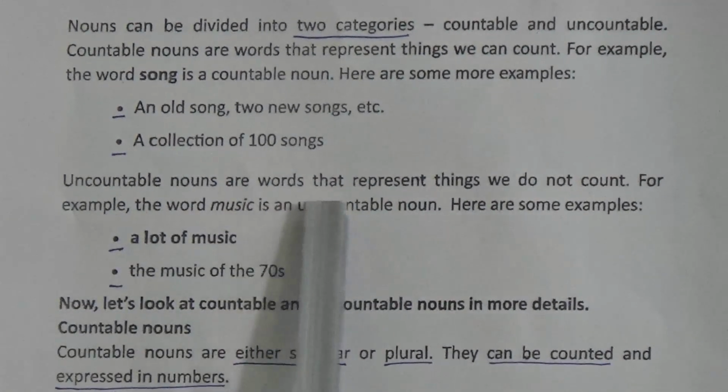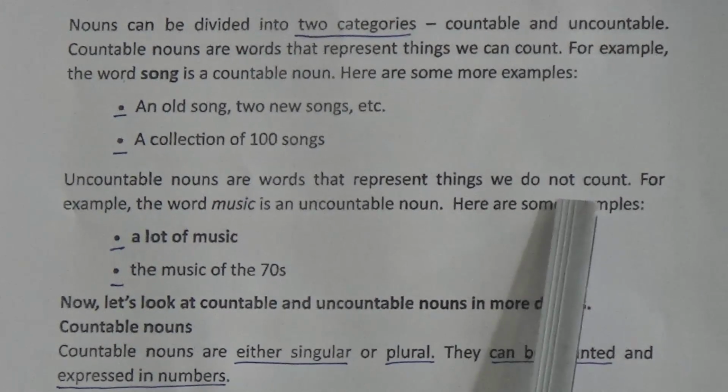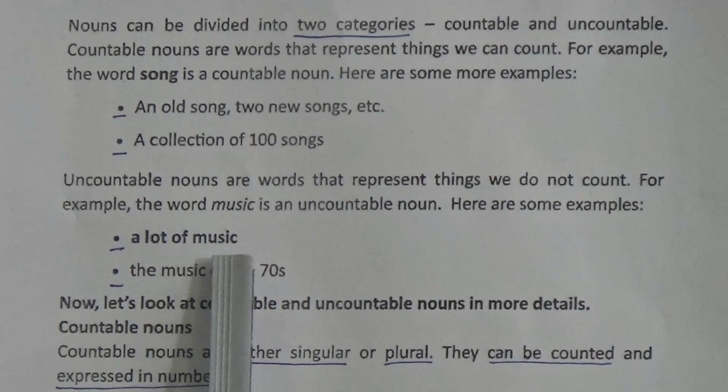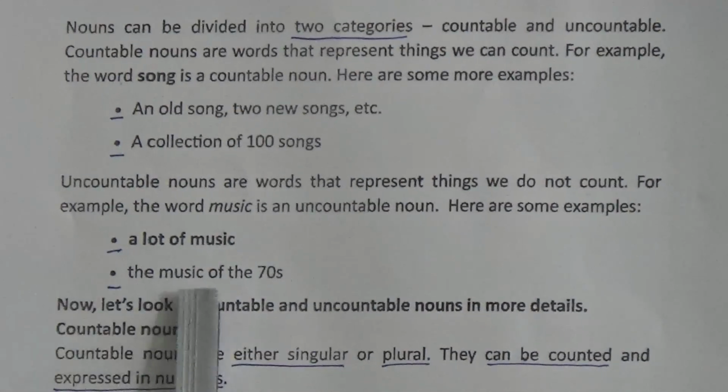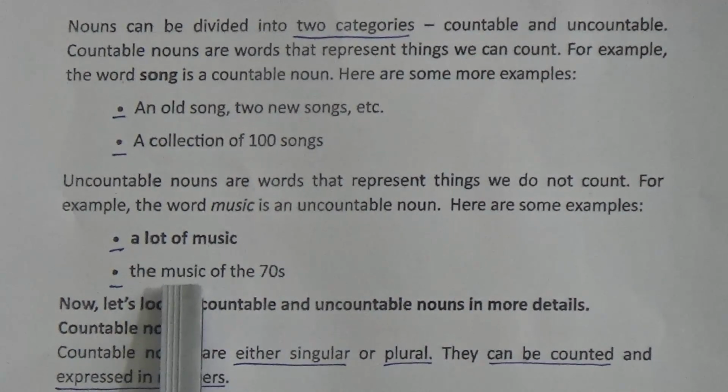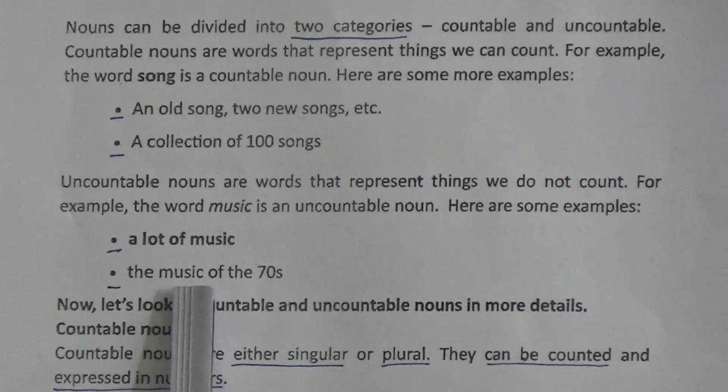Uncountable nouns are words that represent things we do not count. See the example: a lot of music, the music of the 70s. We cannot count the word music, so it is an uncountable noun.